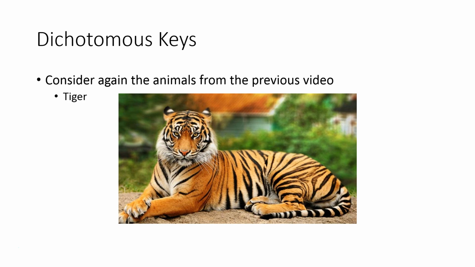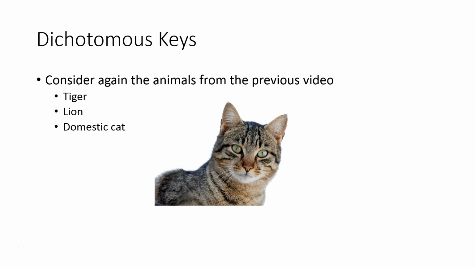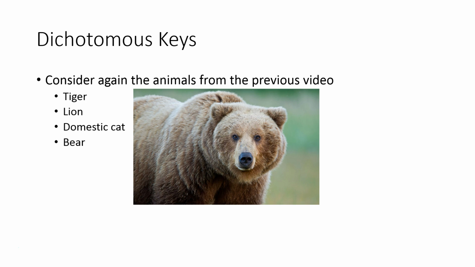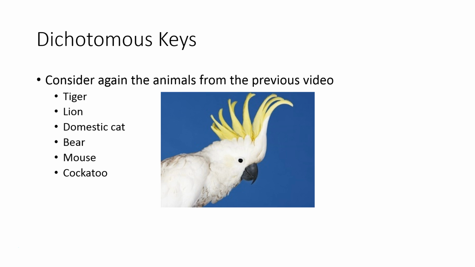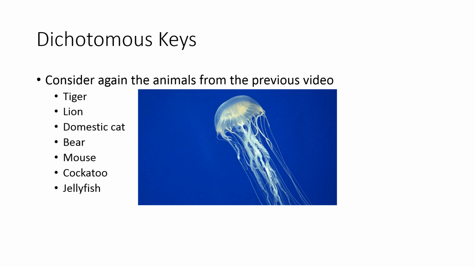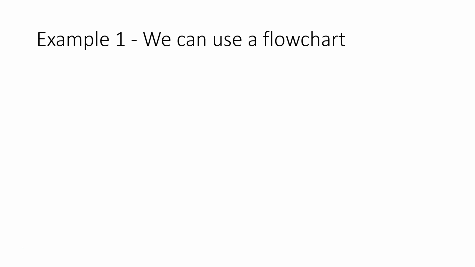Consider again the animals from the previous video. They included the tiger, the lion, the domestic cat, a bear, a mouse, a cockatoo, and a jellyfish. How could we use a series of two choices to decide which animal was which? We could use a flowchart like this.